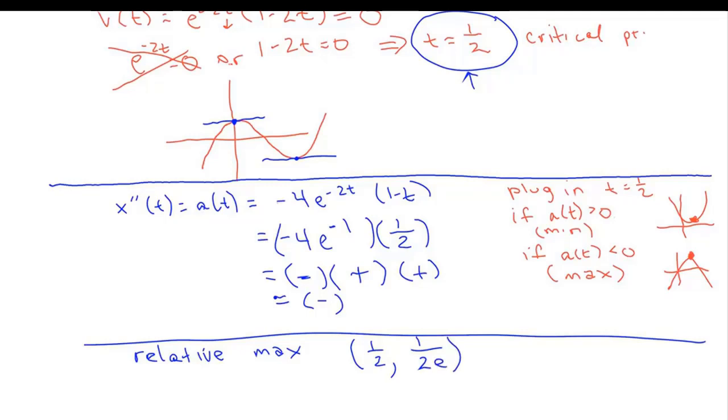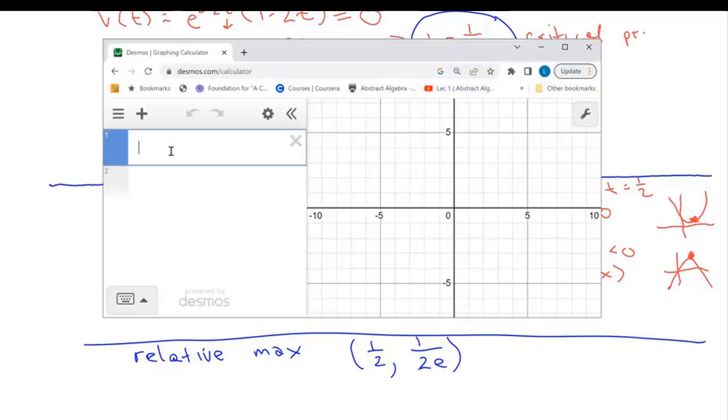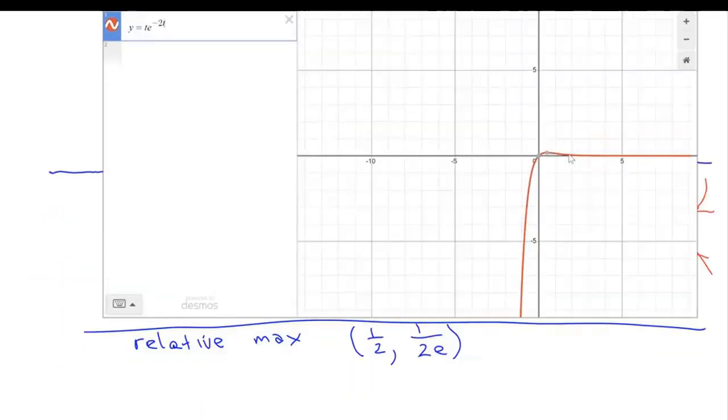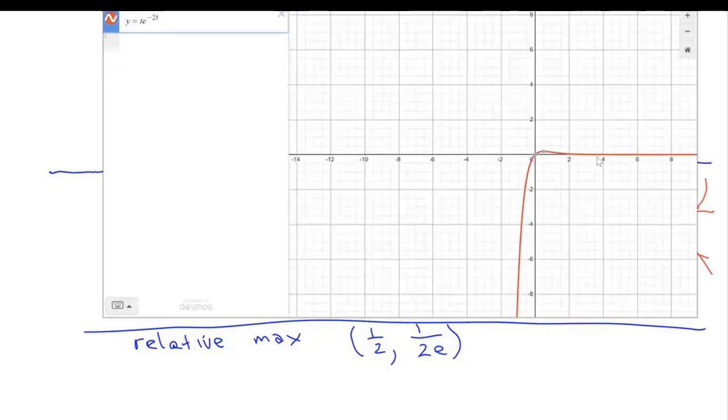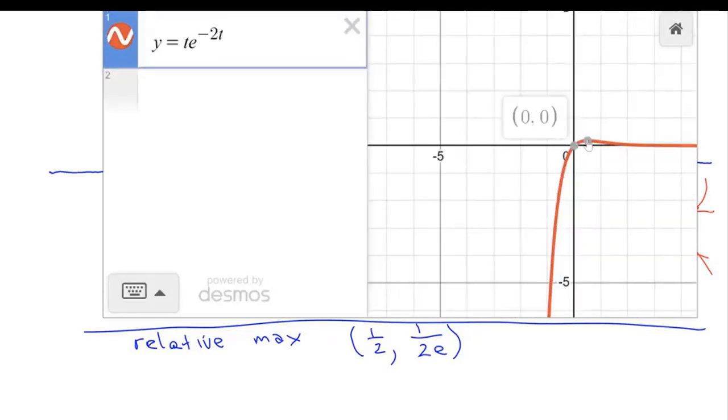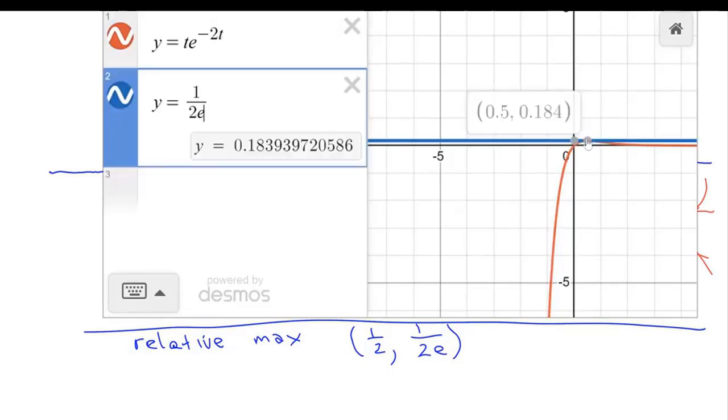And now let's graph it. My function is y equals t e to the negative 2t. Let's look at it like this first. You can see that basically the shape of it is doing this, right? And so we can see that that's a maximum. And if we zoom in, we can see it even better. And we did find that it was a maximum.